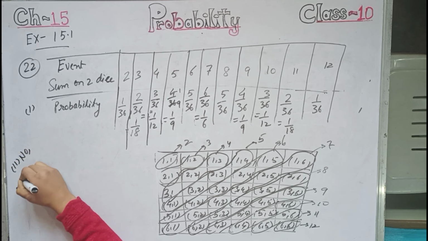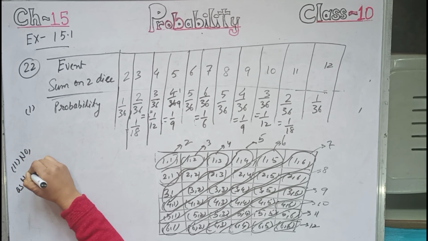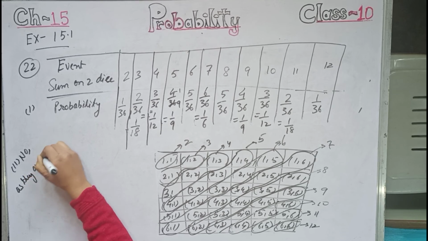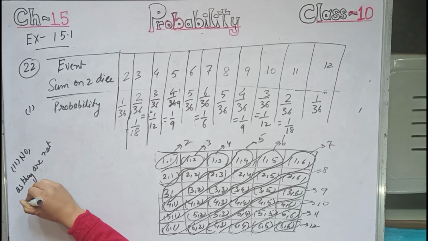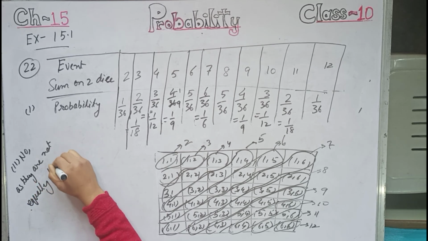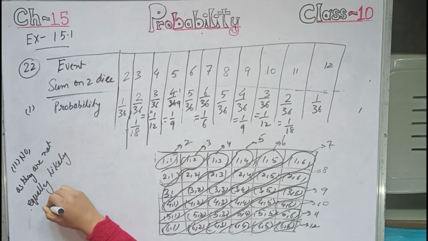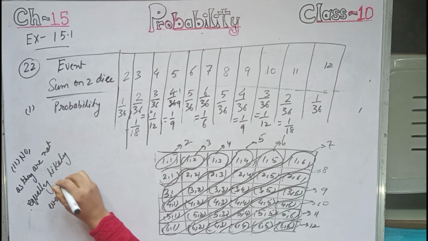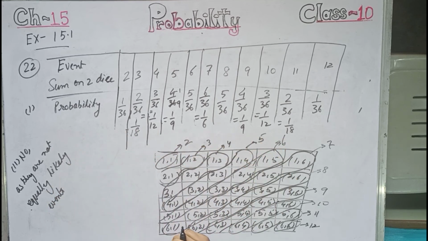No, as they are not equally likely events. You can see the probability of each is not coming the same, meaning they are not coming the same number of times. So they are not equally likely.